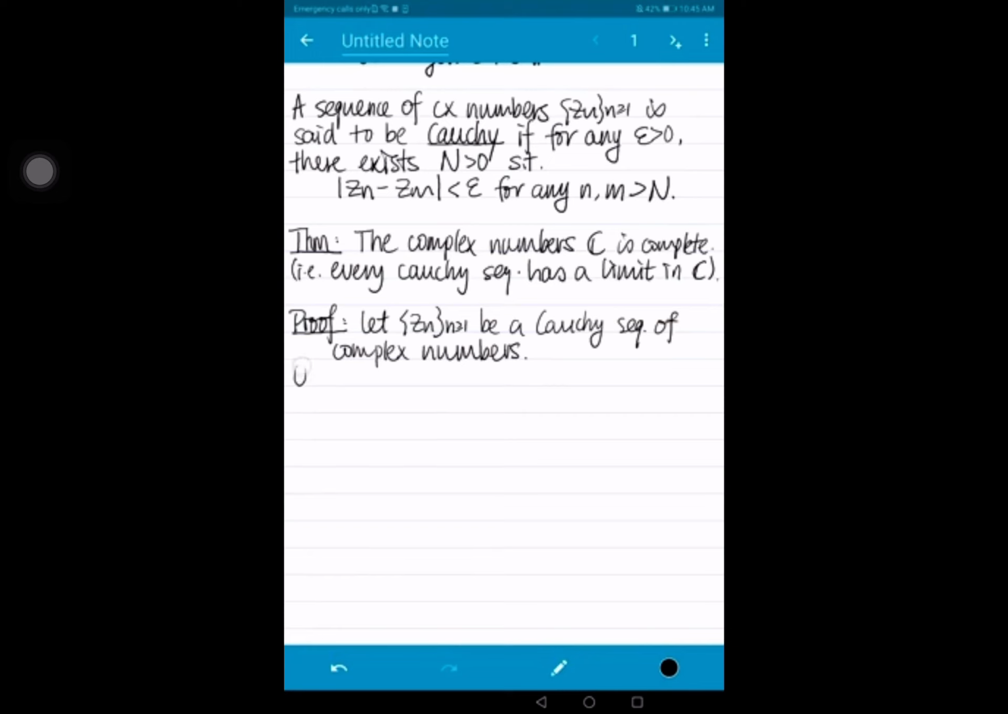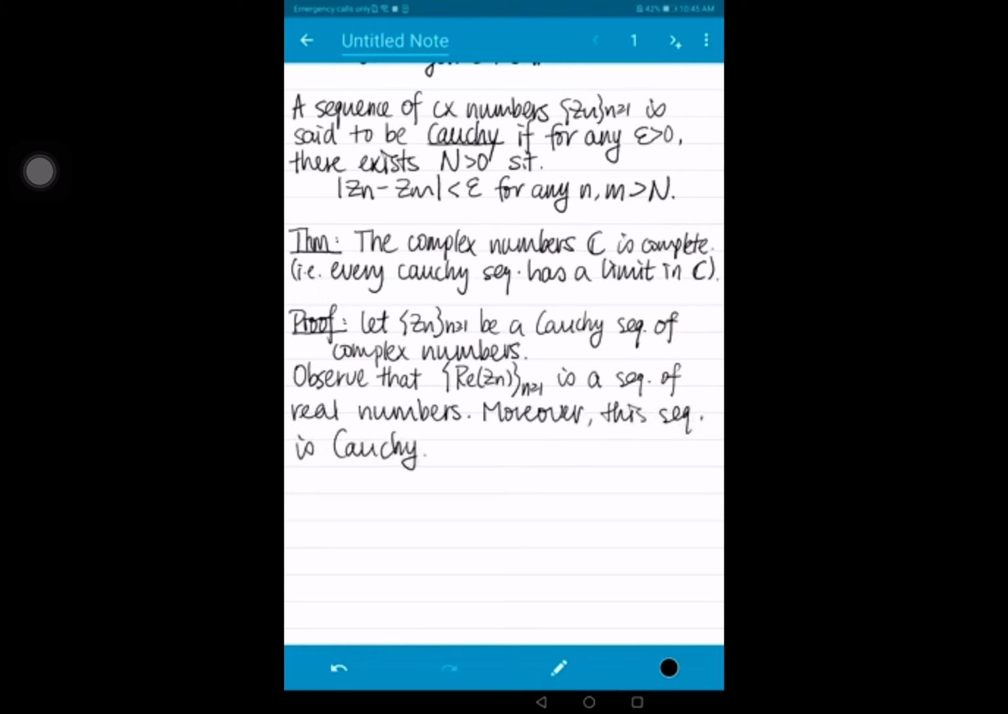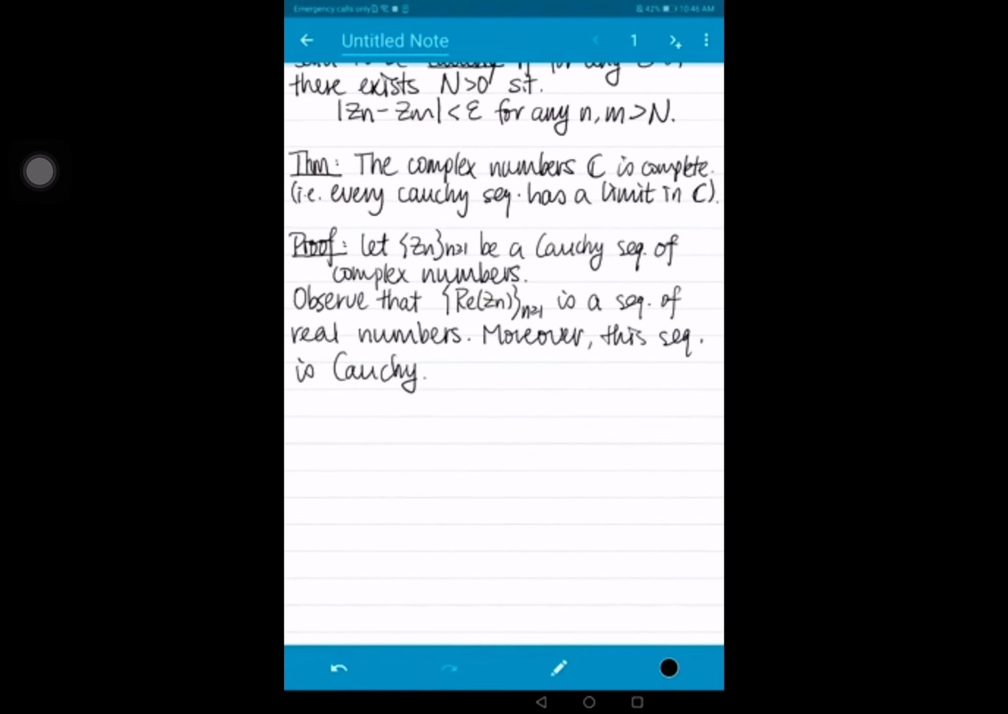Well, first we observe that if we take the real part of z_n for each n, this is also a sequence, a sequence of real numbers. And moreover, this sequence is also Cauchy. If you apply the definition of Cauchy, for any epsilon bigger than 0, you can find a big N such that the distance between the nth and mth guys in the sequence gets smaller and smaller. So they are getting closer and closer.